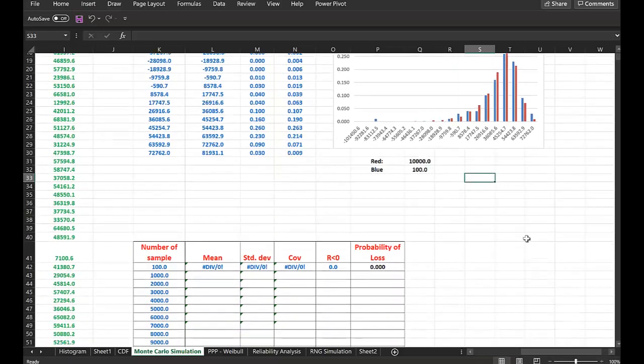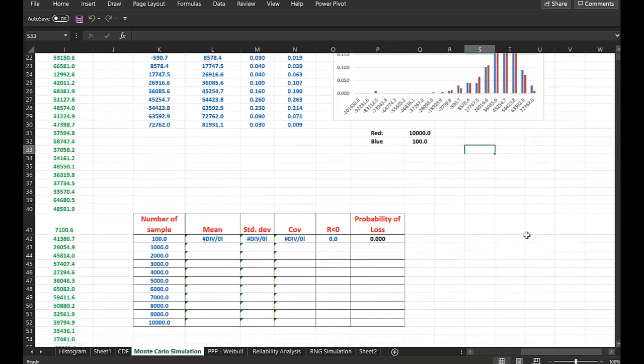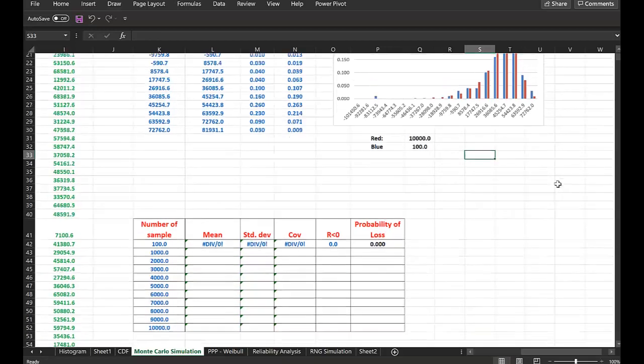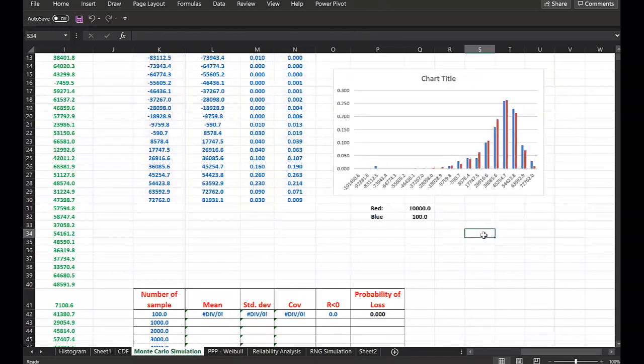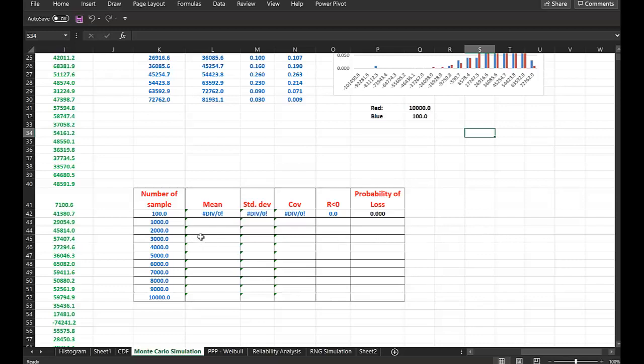Now let us find probability. First, let's take different sample sizes and find the sample statistics. We plotted in this case 100 and 10,000, but it is also possible to take different sample sizes. We can try to find what is the mean, standard deviation, coefficient of variation, and what is the probability of loss, that is the number of times when we have R less than 0. So let us take 100 samples and calculate the mean.